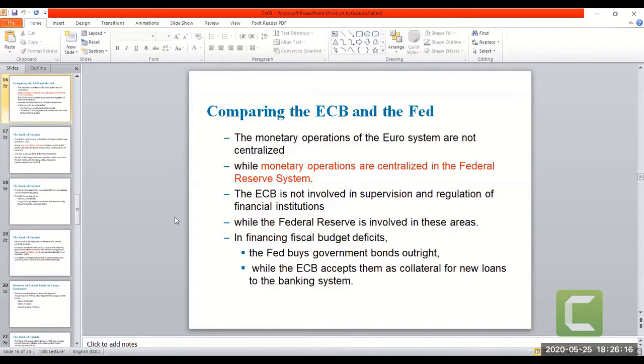The European Economic Commission is not involved in supervision and regulation of financial institutions. A regulation of financial institutions is the responsibility of national central banks.